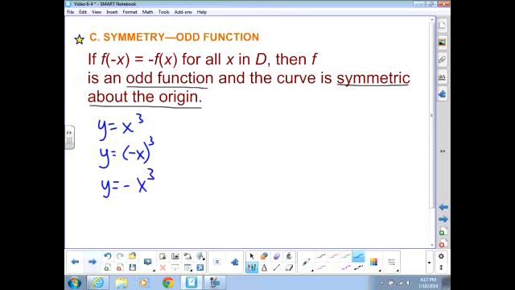How those two things are different: the negative x in parentheses raised to the third has the negative raised to the power, whereas in the last thing, just the x is raised to the power, but the whole function is negated.